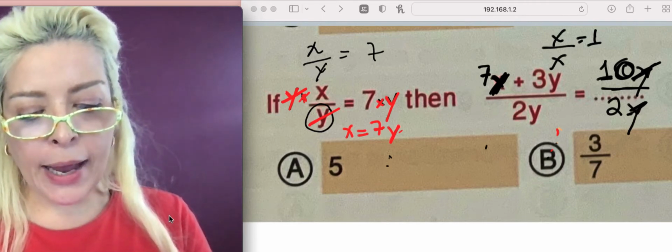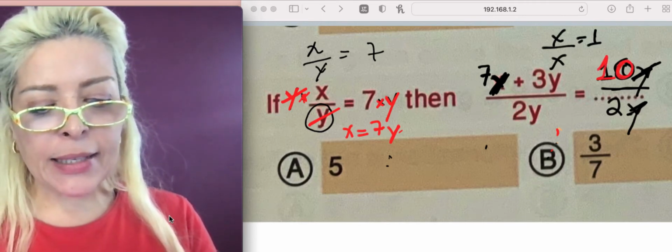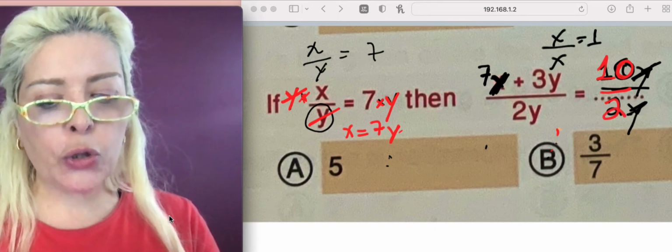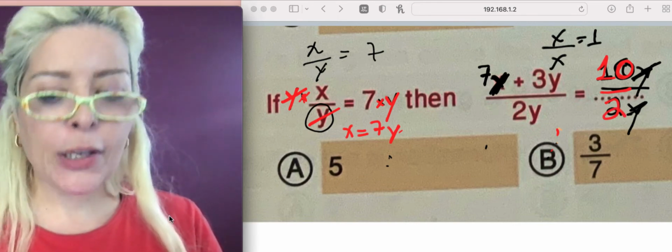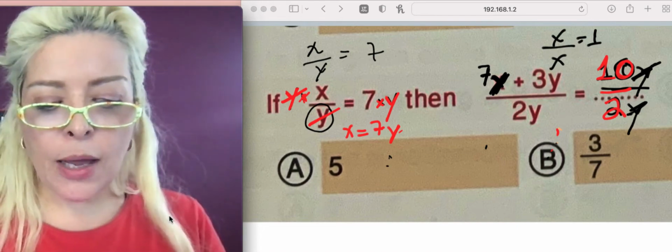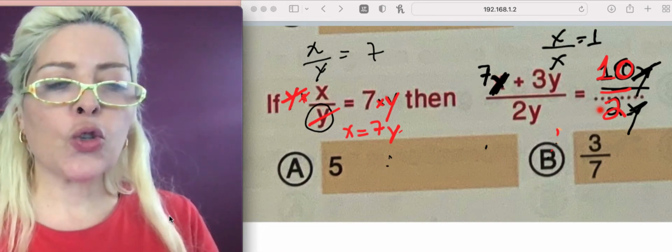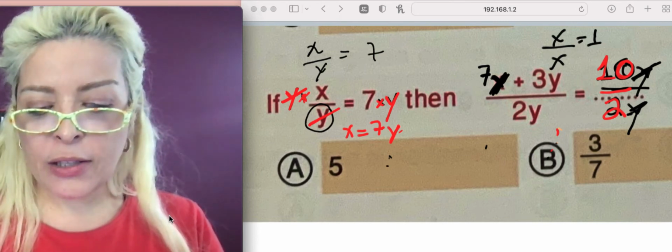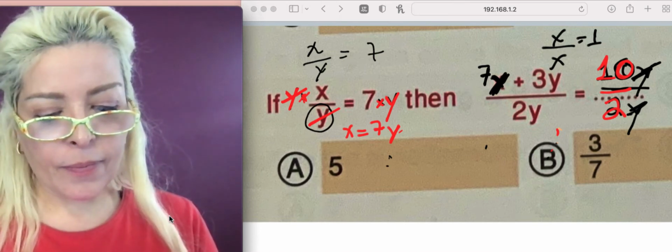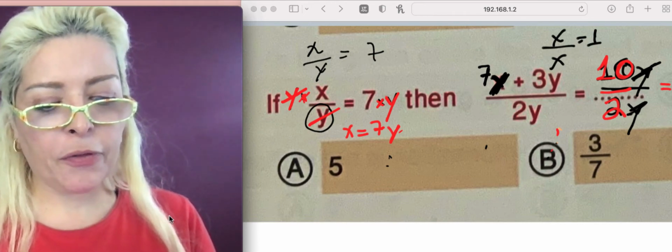So now, what is left? 10 over 2. How much is 10 divided by 2? In other words, what number can I multiply 2 with to get 10? The answer is 5. So this will be equal to 5.